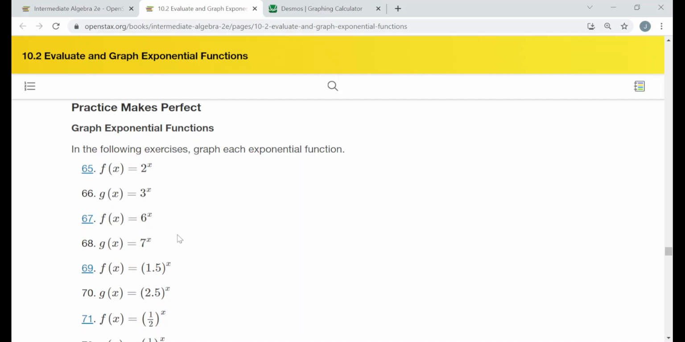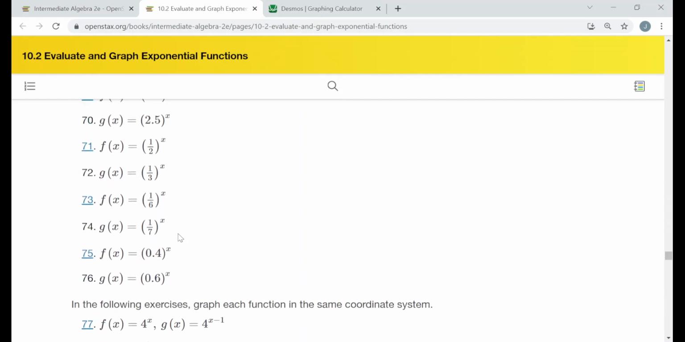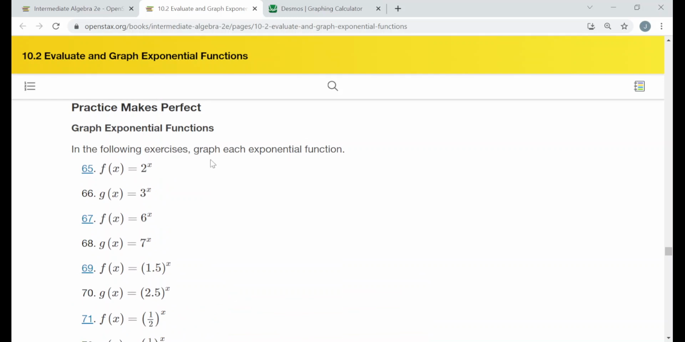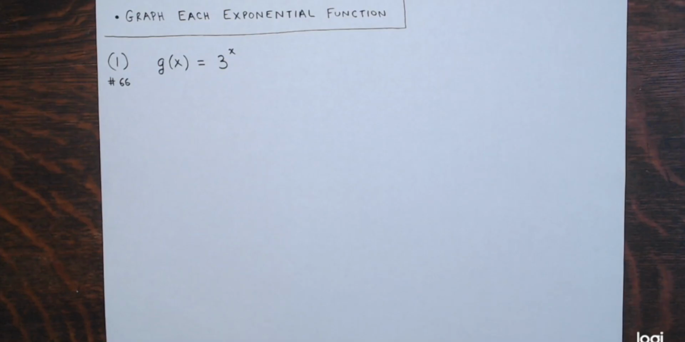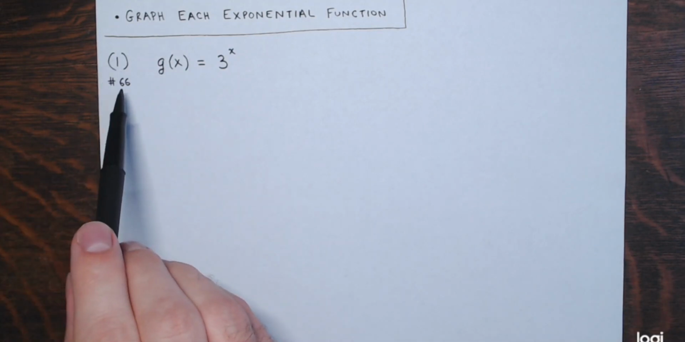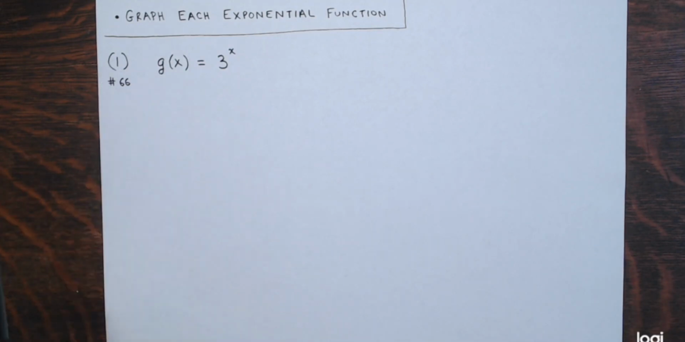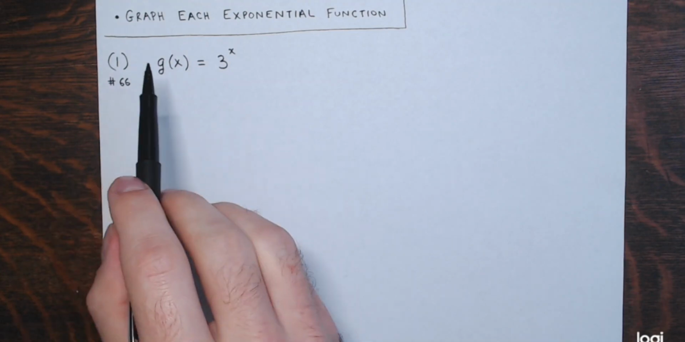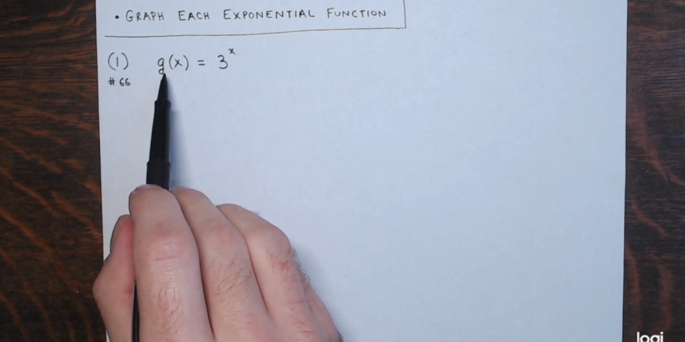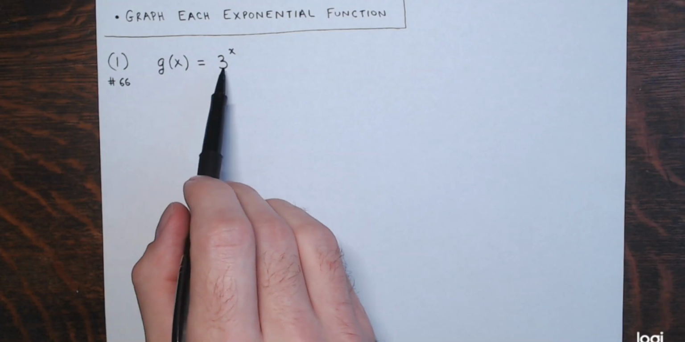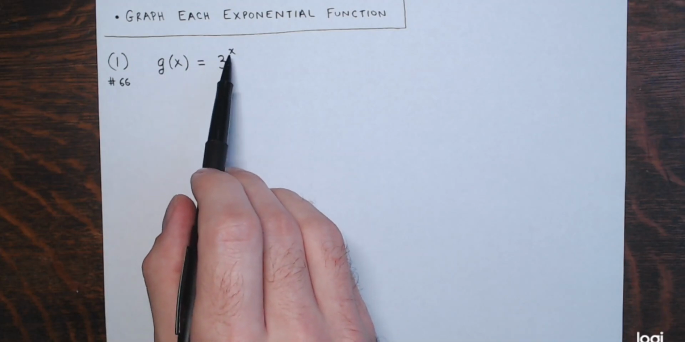All right, so in this first set of exercises, we have the instructions: graph each exponential function. I'm starting with 66. I have these written out. So this is example 1, exercise 66 from the text. And we're given the function g of x, or y, equals 3 to the x power.